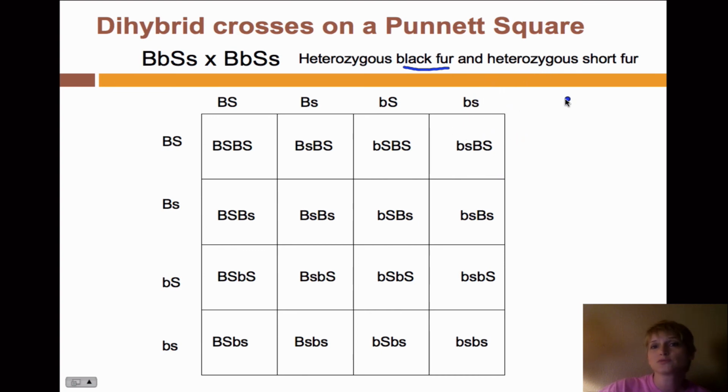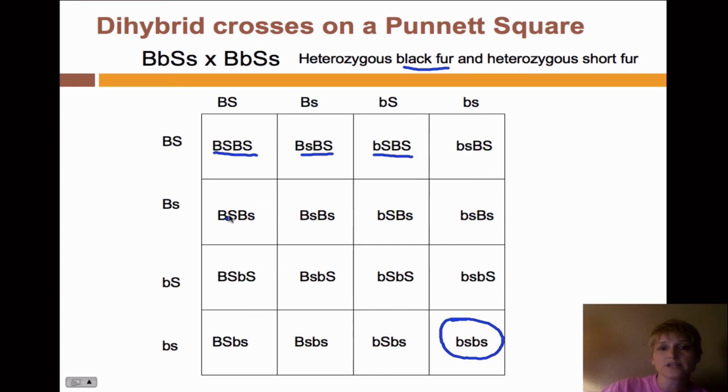We can see which ones are going to have long fur and which ones are going to have short fur. One of the things we look for right away is, will we have any rabbits with white long fur? And since those are both the recessive traits, we can see that we have one possibility for that. But we can look here and say, all right, this is going to be both dominant traits. This is going to be both dominant traits.